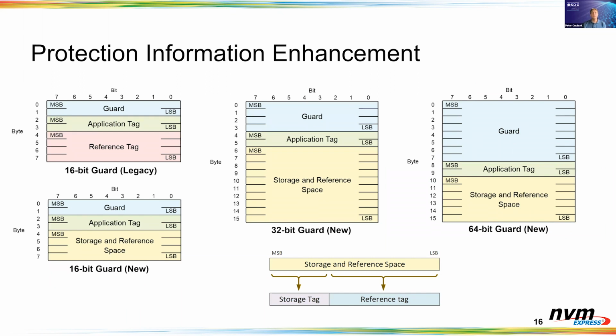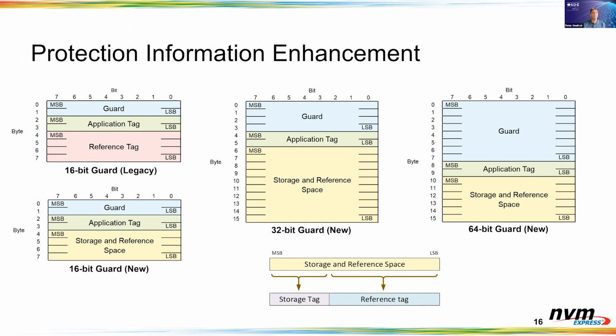Another new feature in NVMe 2.0 are enhancements in the way protection information works. Since we wanted NVMe to be used across storage applications and protection information was required in many enterprise applications, we supported protection information from the beginning in NVMe 1.0. To maintain compatibility with other storage architectures, we use the same format as protection information in T10. As shown in the upper left of this slide, there's a 16-bit guard, a 16-bit application tag, and a 32-bit reference tag.